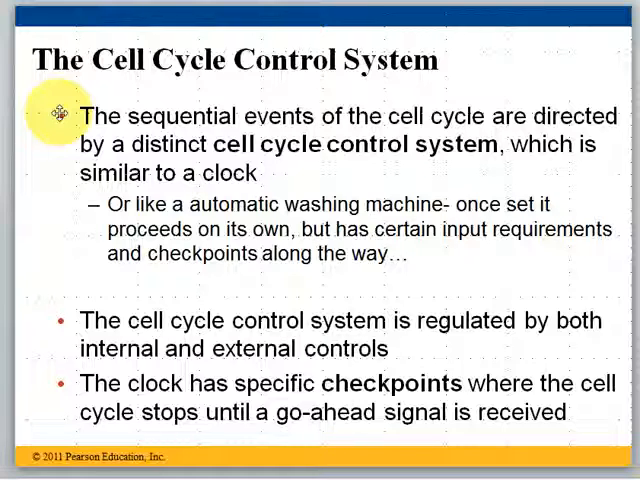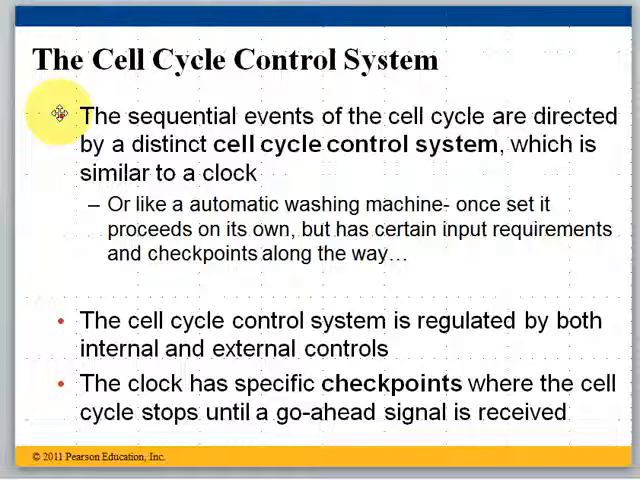Going back to the washing machine, it has 4 or 5 steps that it has to take to get your clothes clean. And so once you set it and start it, it will proceed on its own, but it has checkpoints along the way. So for example, you set it, the first thing that's going to happen is the washing machine is going to fill with water. And then maybe step 2 is to release the detergent. And step 3 is to wash. And then step 4 is to drain that water. Step 5 is to refill with clean water. Step 6 is to rinse. Step 7 is to drain. Step 8 is to spin. And then we're done. So you got all these steps, and they have to occur in the right order.